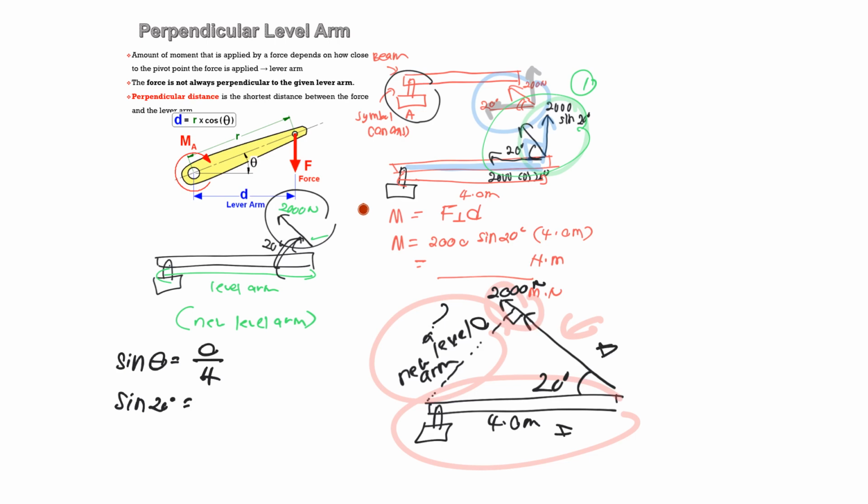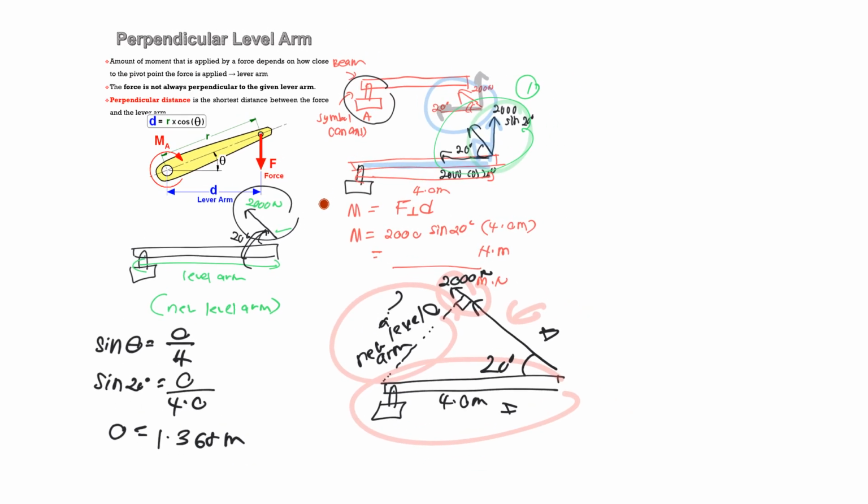I don't know the opposite, right? So my opposite, my new lever arm, is going to be sine 20 times 4. So you are going to get 1.368 meters.